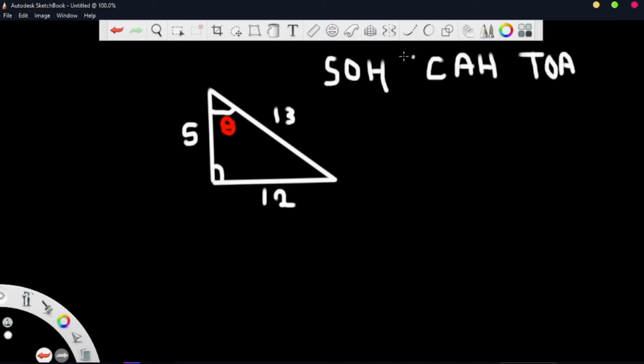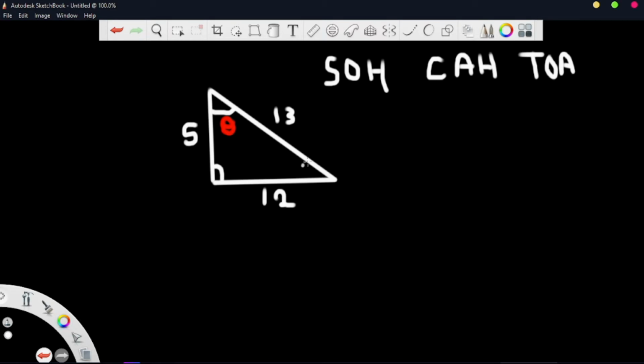So what does the abbreviation SohCahToa mean? SohCahToa: sine is equal to opposite over hypotenuse, cosine is equal to adjacent over hypotenuse, and tan is equal to opposite over adjacent.